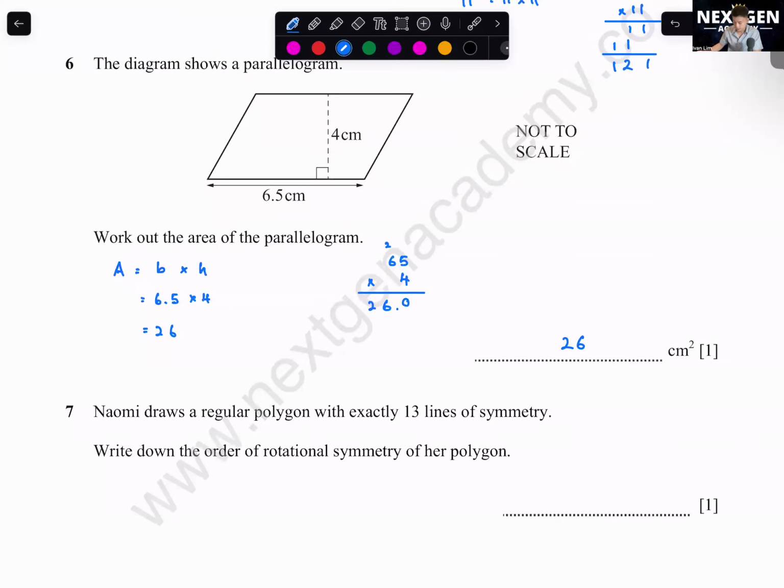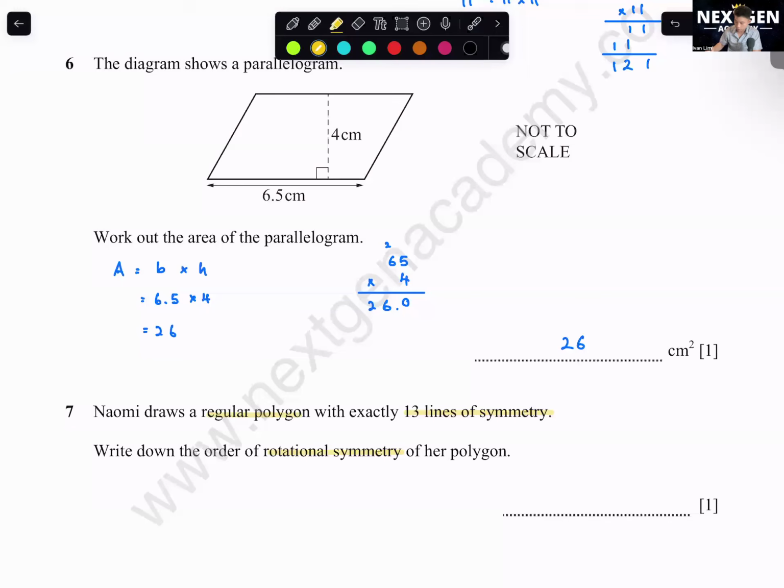Okay, the next one. Naomi draws a regular polygon with exactly 13 lines of symmetry. Write down the order of rotational symmetry of her polygon. Keyword over here, regular polygon, 13 lines of symmetry. Now they want you to find the rotational symmetry. What would be your answer? 13. Very good.